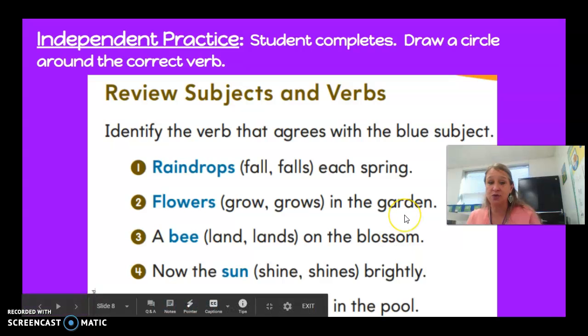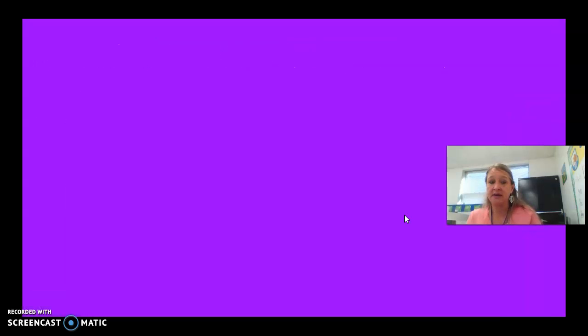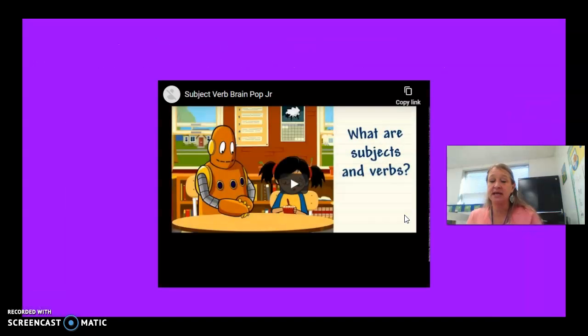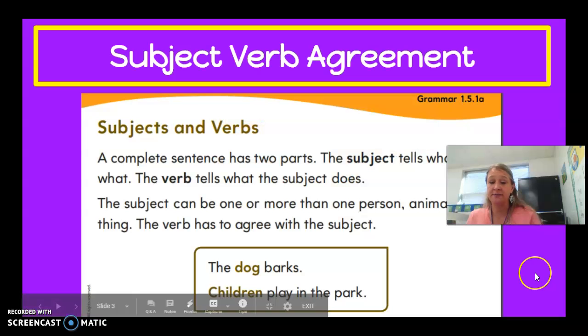So let's review what we talked about today. We reviewed that subjects and verbs have to agree. We have to use a singular verb for a singular noun. If the noun is singular, we add an S to the verb. If the noun is plural, it means more than one, we don't add an S to the verb.